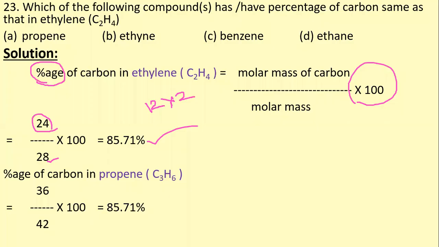For ethane it is simply C2H6. Benzene is C6H6. You have to check with the remaining options also. So now we have got the same value for ethylene and propene, which means we can choose the option propene. This propene only matches with the ethylene value.